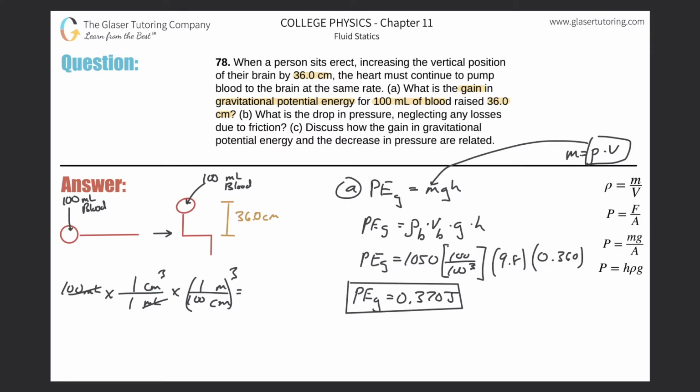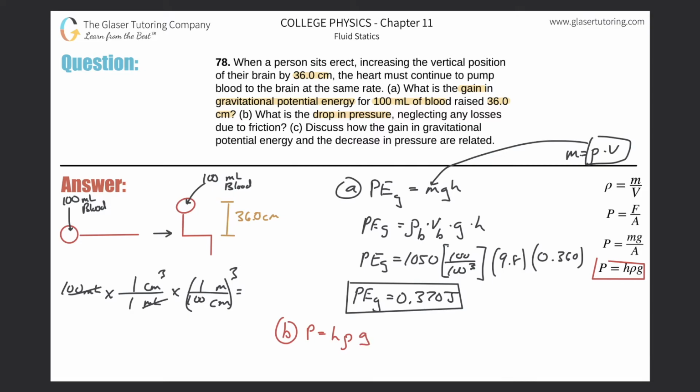All right, let's take a look now at letter B. What is the drop in pressure, neglecting any losses due to friction? Now we're talking about pressure. And if you notice the nature of this, what about this fluid, the blood, is changing? The only thing that's changing is the height. So I'm going to be using this formula over here on the right-hand side. The pressure will be equal to the change in height, or the height differential, multiplied by the density of that fluid, which is blood here, multiplied by gravity.